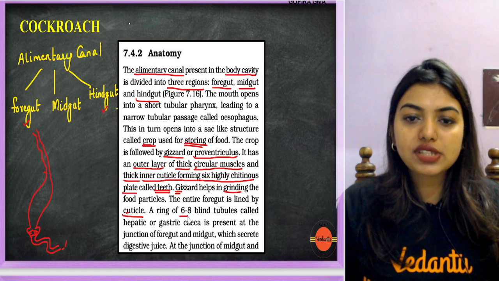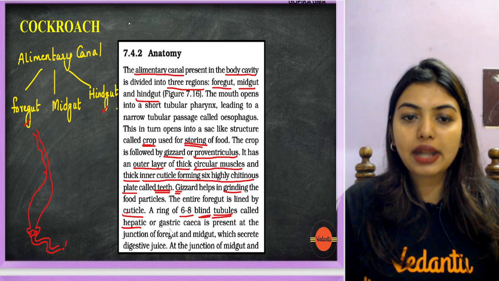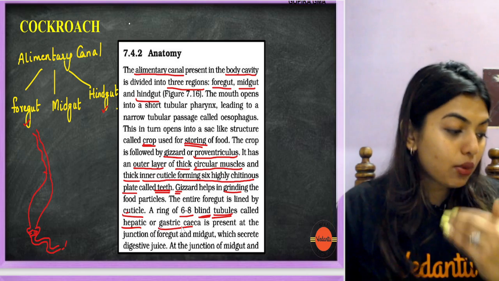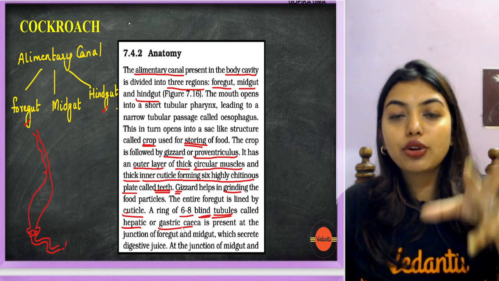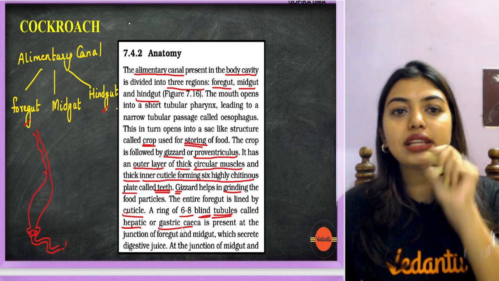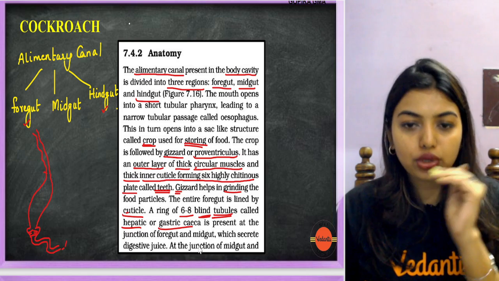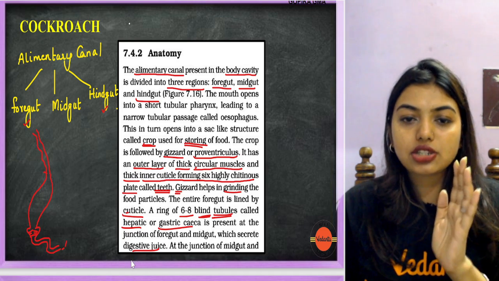A ring of 6 to 8 blind tubules called hepatic or gastric caeca is there. What are these gastric caeca going to do? They are going to add their secretions into the midgut to digest the food. So the gastric caeca are present at the junction of the foregut and midgut, and they secrete digestive juices.